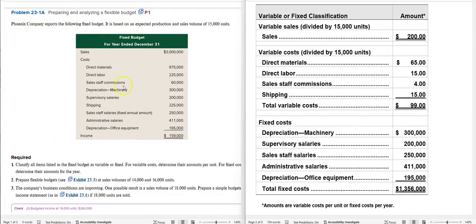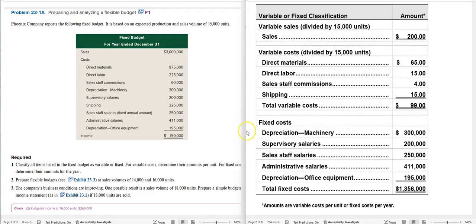By a fixed budget, what we mean is it is based on one level of sales volume. It was based on expected production and sales volume of 15,000 units. So they had planned on selling 15,000 units, expecting sales of 3 million, these costs and a net income of 159. What we're going to need to do is recategorize all of these costs by their behavior.